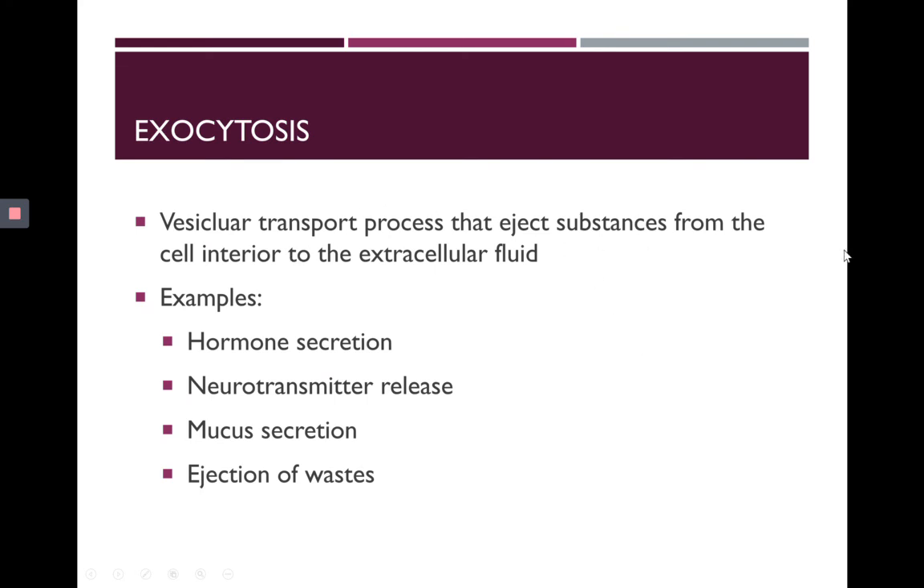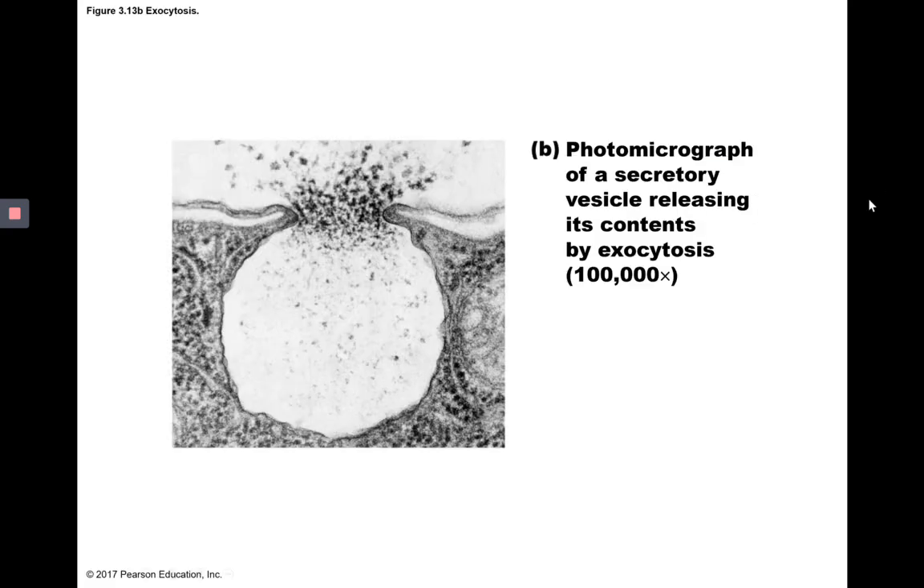Exocytosis is the opposite of endocytosis, and there's not as many types. We're just ejecting things like waste, or maybe secreting things like mucus or saliva. Hormone secretion also would use exocytosis, or even neurotransmitter release. But exocytosis is a vesicular transport process ejecting or allowing things to leave the cell and going from the cell's intracellular environment to the extracellular fluid. So here is a photomicrograph of a cell secreting a substance. So this is an example of exocytosis.